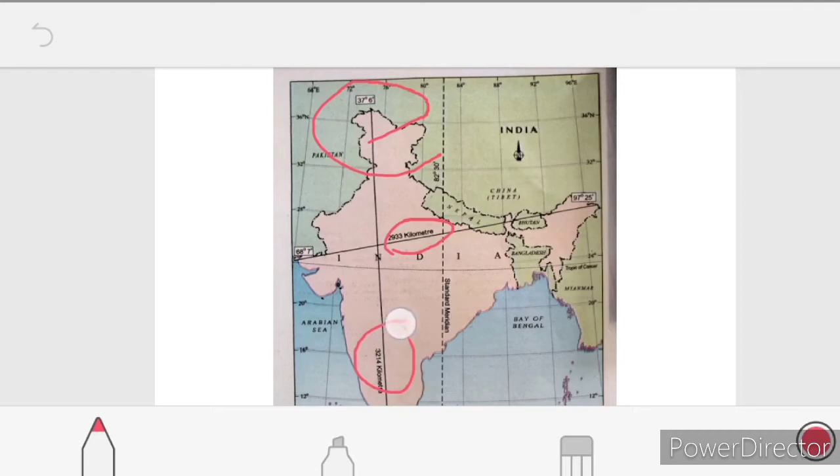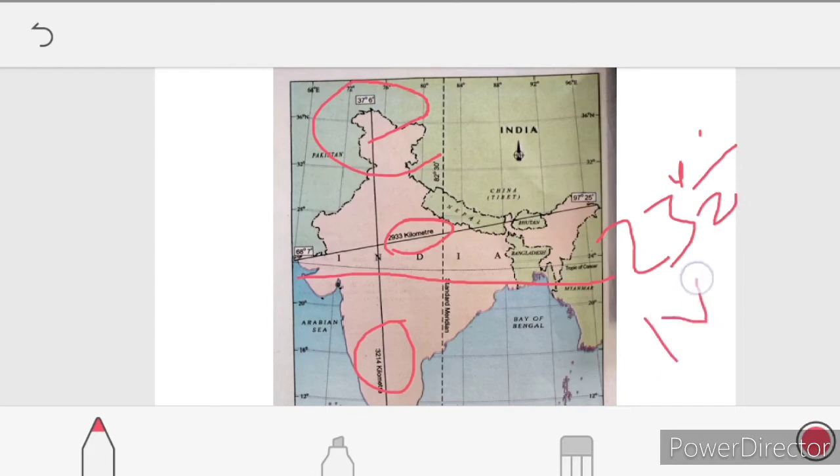Now we see here the Tropic of Cancer, whose latitude is 23 and a half degrees north. That is the name Tropic of Cancer.